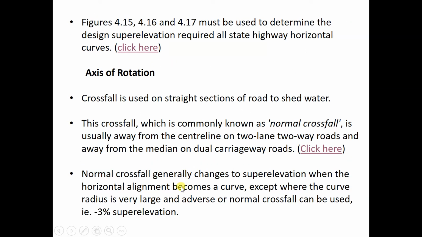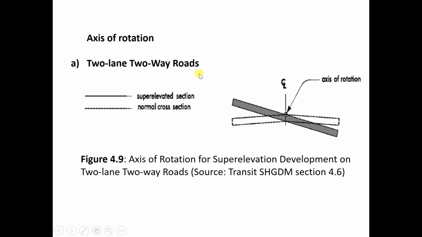So for the two-lane two-way roads, normally it will rotate around the center line of the road. So it rotates about the center line of the road. This is the outside road, the edge will rise up, and then the inside edge of this road will go down. Okay, so it's rotating about the center line of the road.